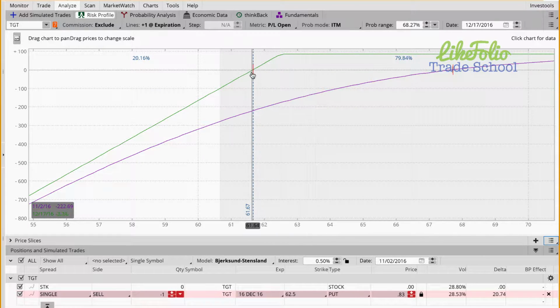Anything to the right of that break even is going to be a profit zone until it plateaus out into our max profit. Anything to the left of that break even is going to be a loss, and as you can see, the losses just keep going and going and going.